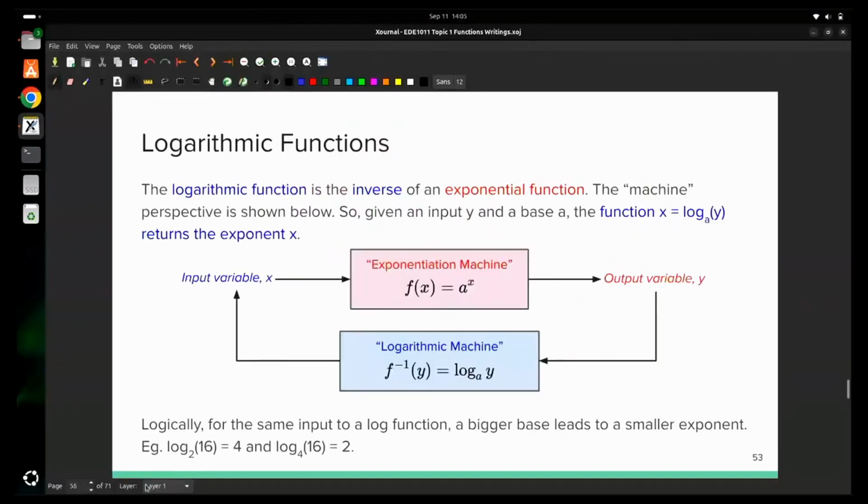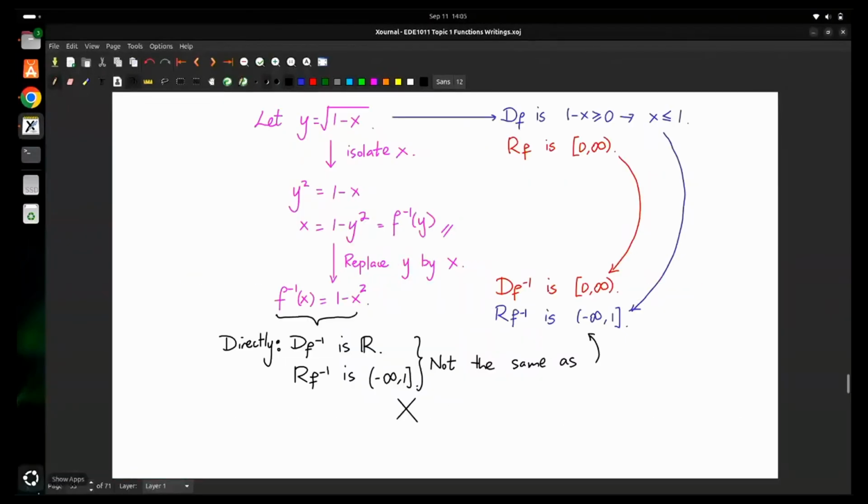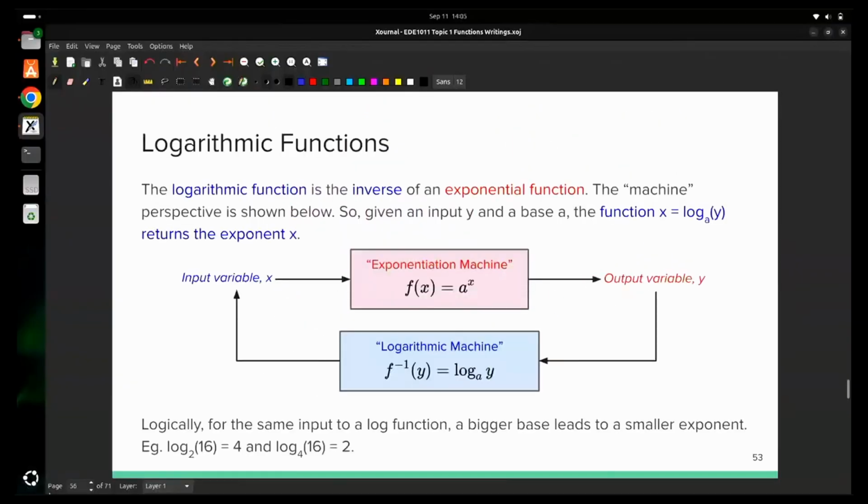Okay, good. So this is about inverse functions. Now we're going to use the understanding of inverse functions to define other functions that we have not defined yet. One of which is the log function, the logarithmic function. The logarithmic function is actually the inverse function of the exponential function, because we have gone through the exponential function before, which is just the input you put into the exponent. That's why it's called the exponential function.